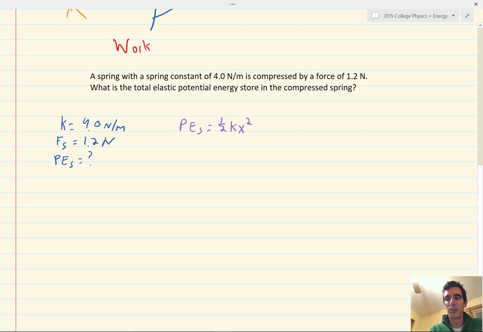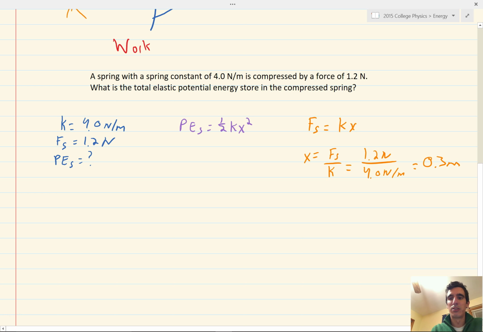Notice we don't know what x is, how much it stretches or how much it's compressed. So what we need to do is use the force to help us find that. We know from the previous unit that the force on the spring is equal to kx. So let's solve for x. x is equal to Fs over k. Plug and chug: 1.2 newtons over 4.0 newtons per meter gives us an elongation of 0.3 meters.